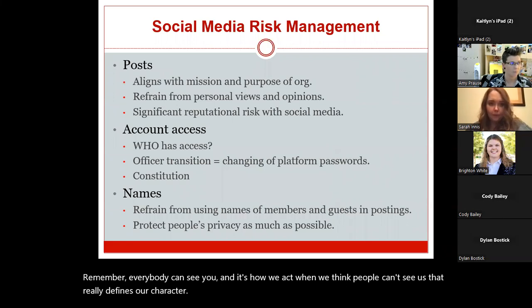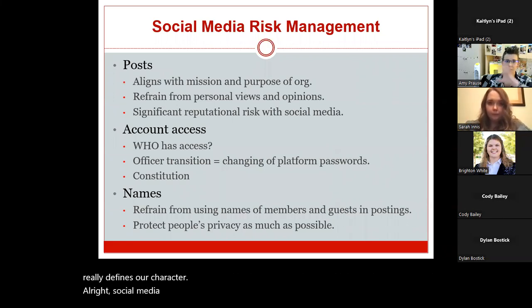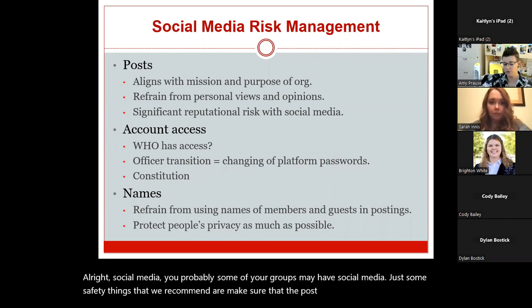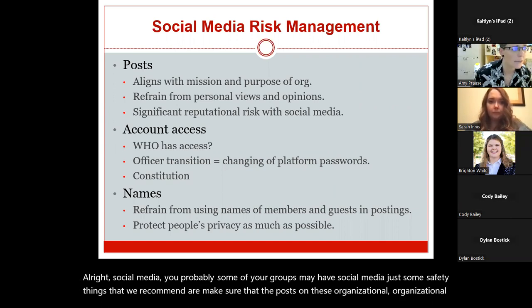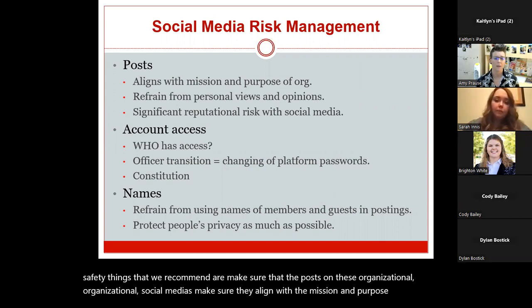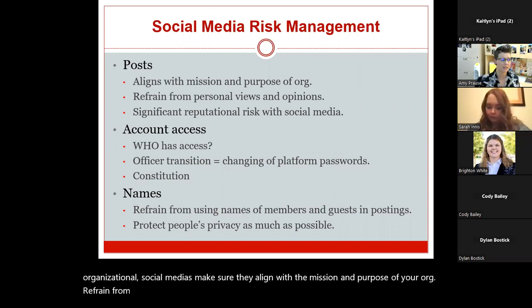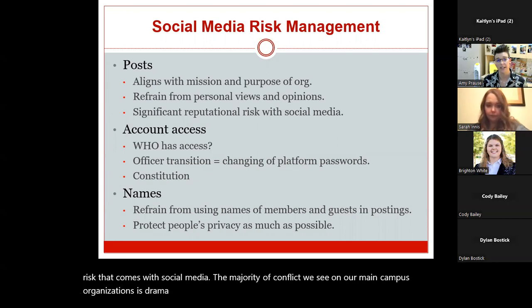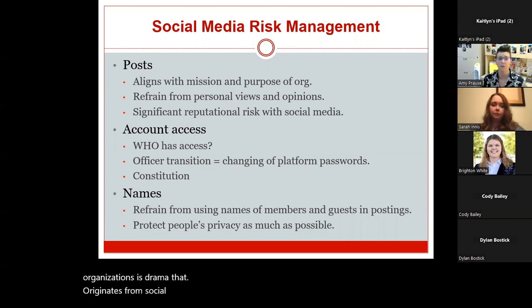All right. Social media. Some of your groups may have social media. Just some safety things that we recommend are make sure that the posts on these organizational social media align with the mission and purpose of your org. Refrain from personal views and opinions. And just know that there is significant reputational risk that comes with social media. The majority of conflict we see on our main campus organizations is drama that originates from social media or from some type of group messaging system, okay?